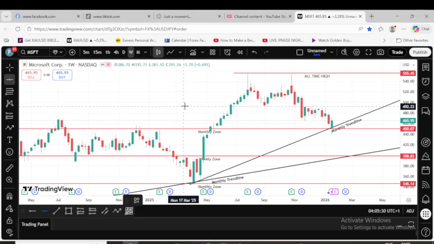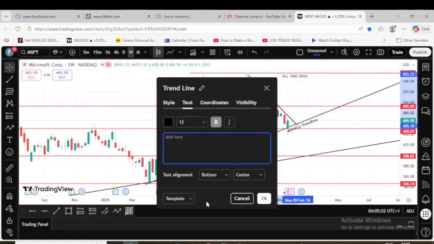You can probably also draw a bearish trend line like this. So this is our weekly trend line.